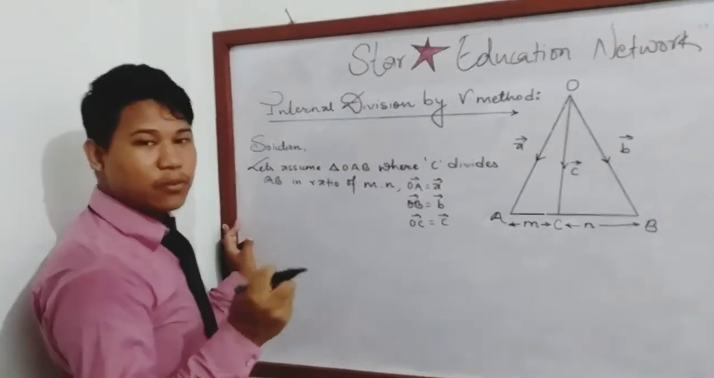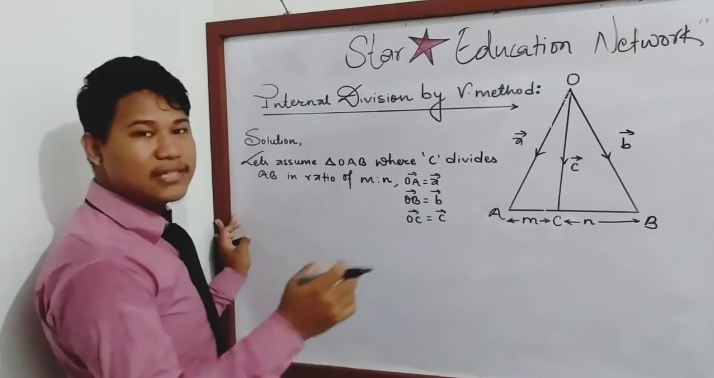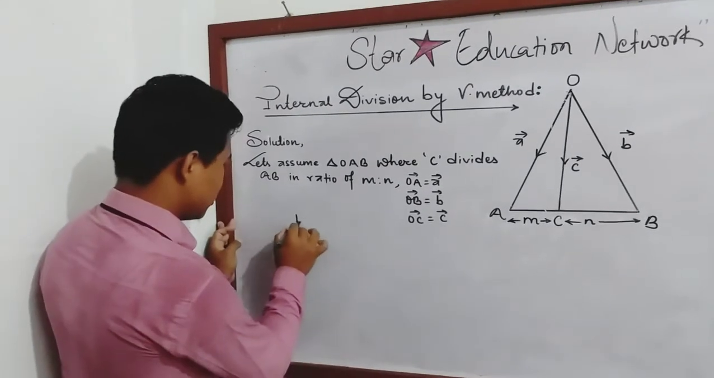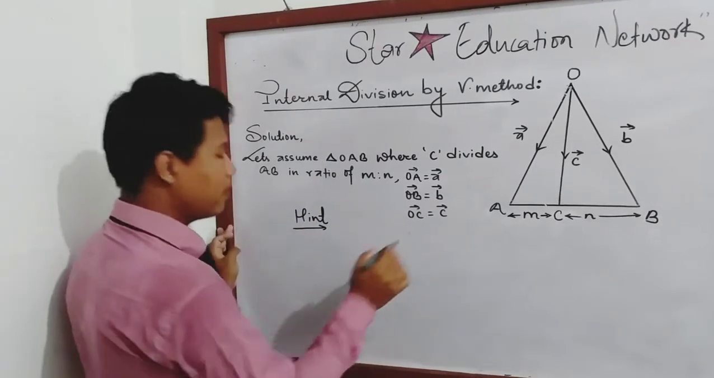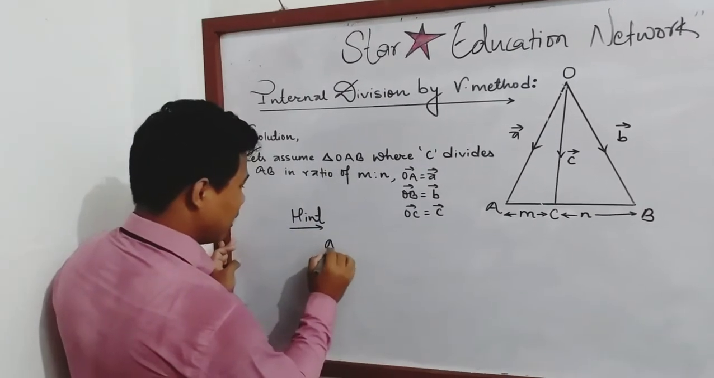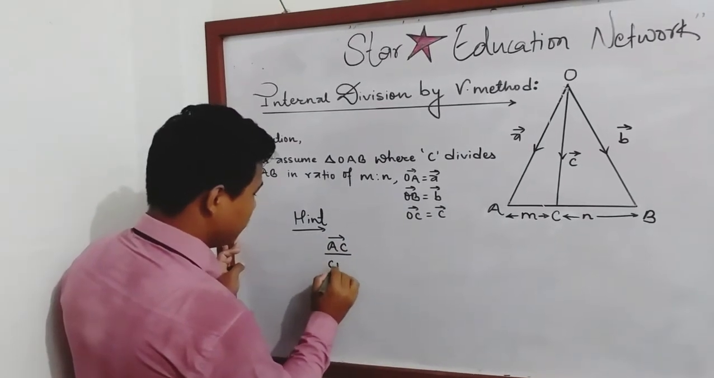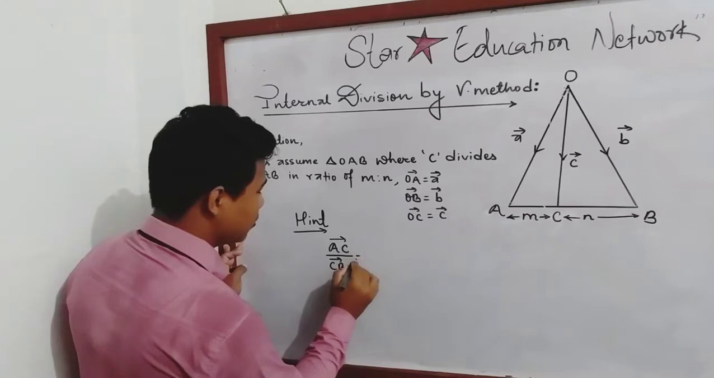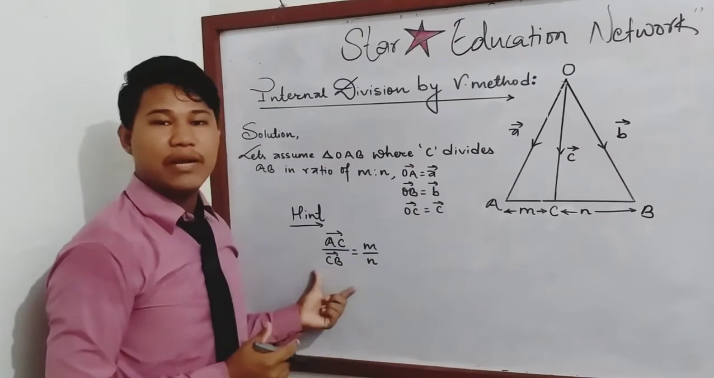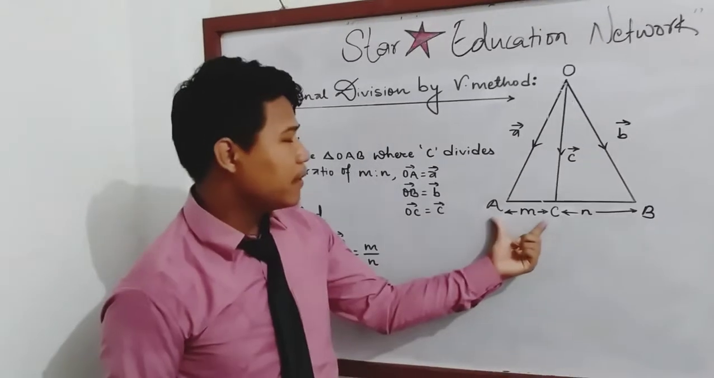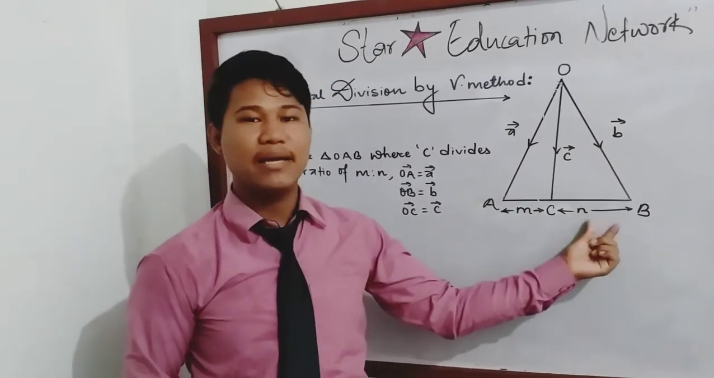What is the main thing to understand during the time of examination? The main hints I am going to write. So let us start with the hint. Here, AC vector by CB vector is equal to m by n. It is very easy to remember as well. So the ratio of AC vector to CB vector is m by n.